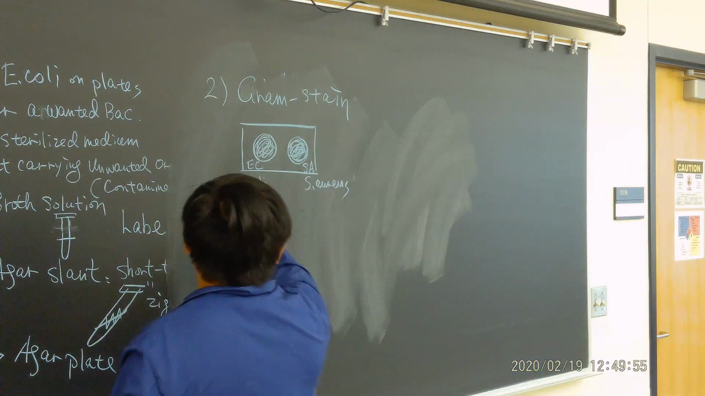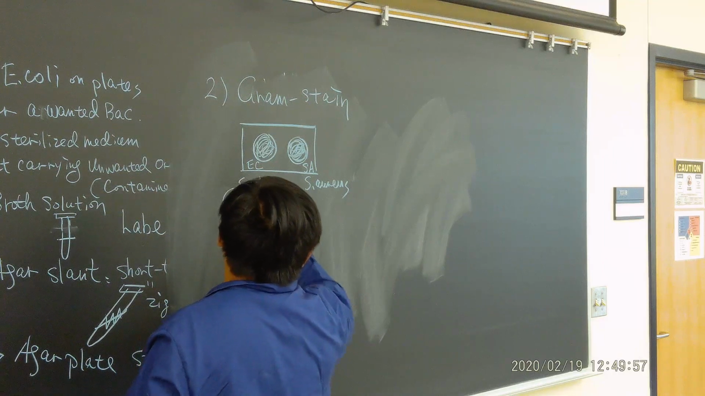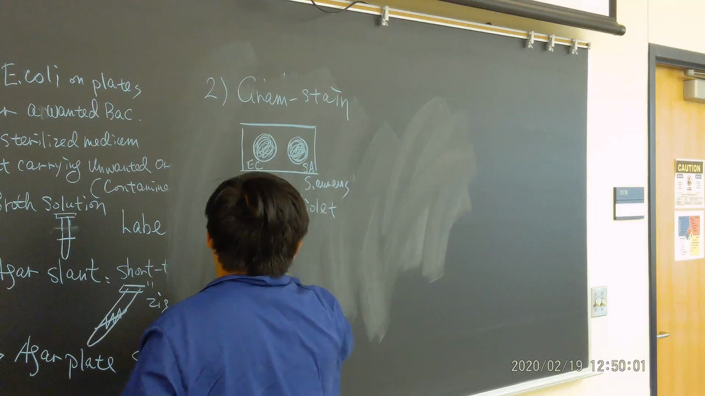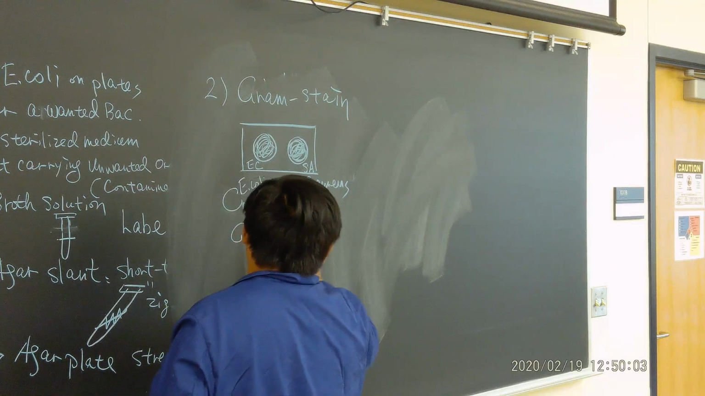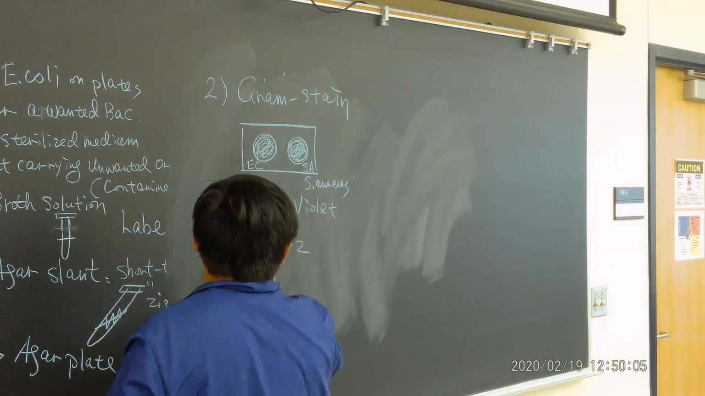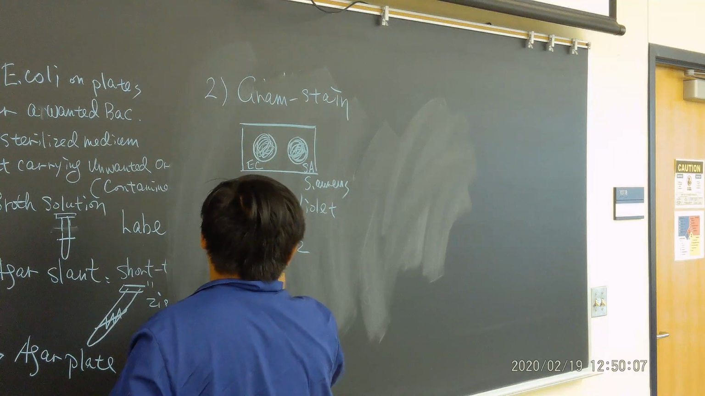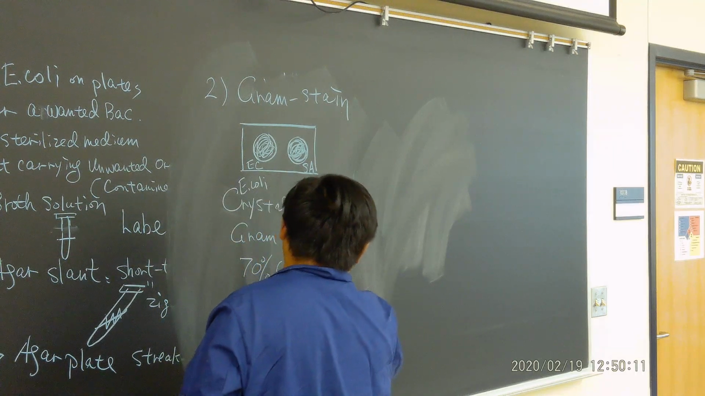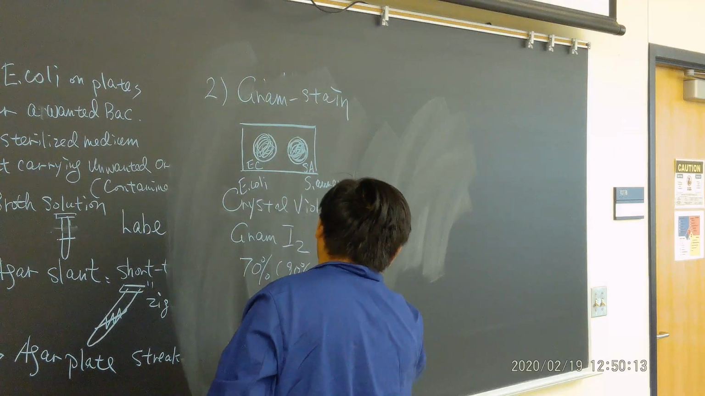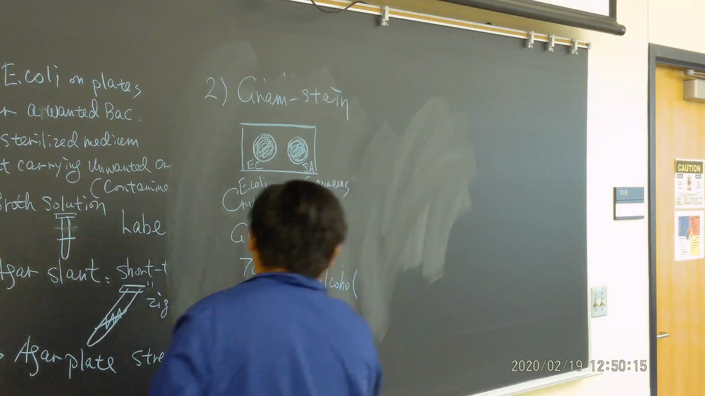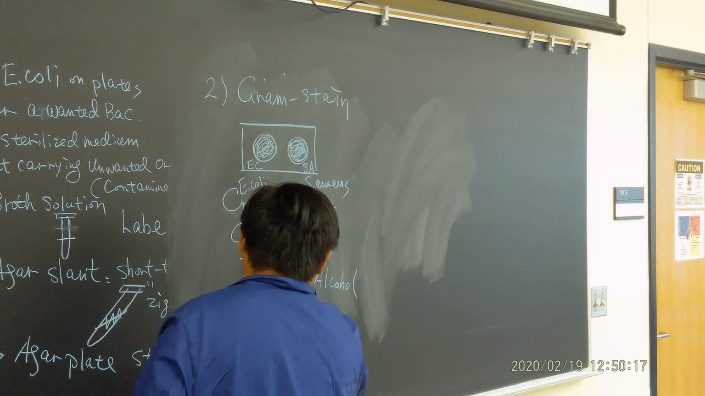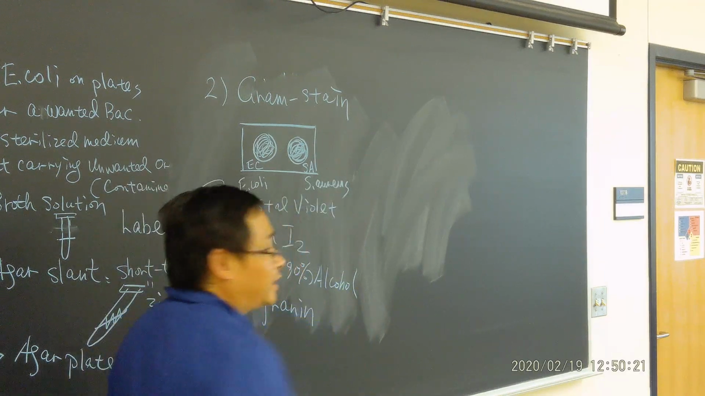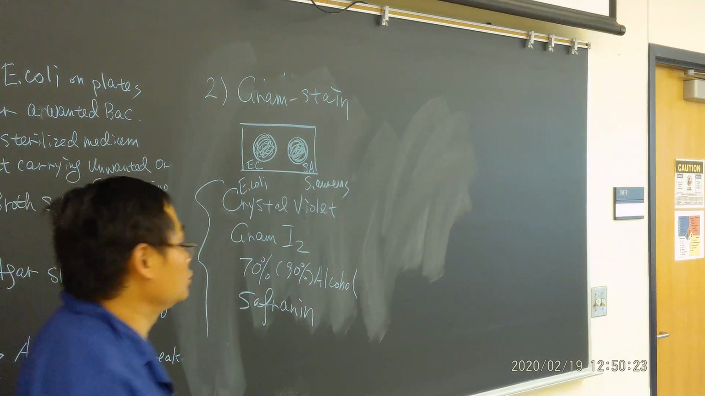What are the major steps of the Gram stain? Crystal violet, then Gram iodine, followed by decolorization. Use 70%, or actually we have a 90% alcohol. And last, we counterstain, using safranin. Okay, these are the major steps. Then we dry, and then we do the observation.